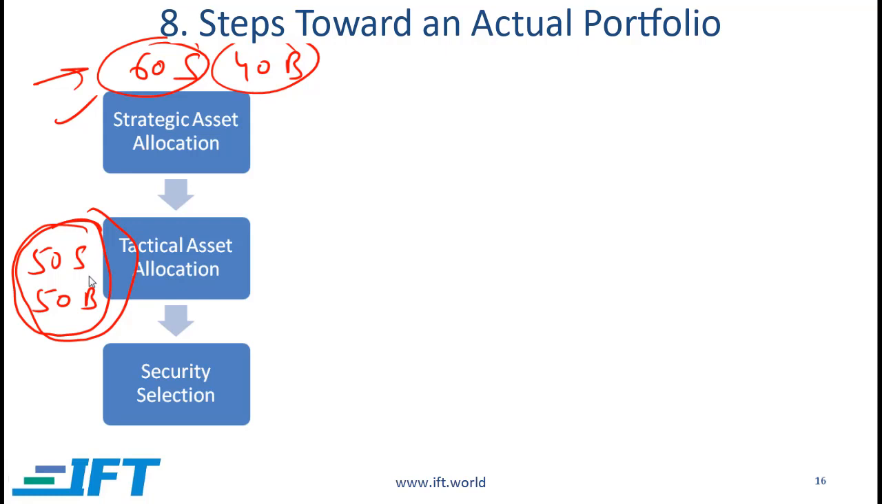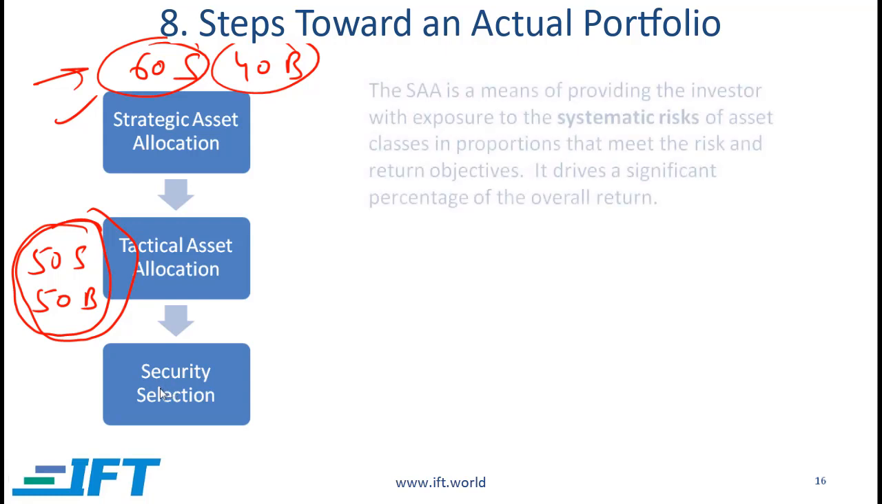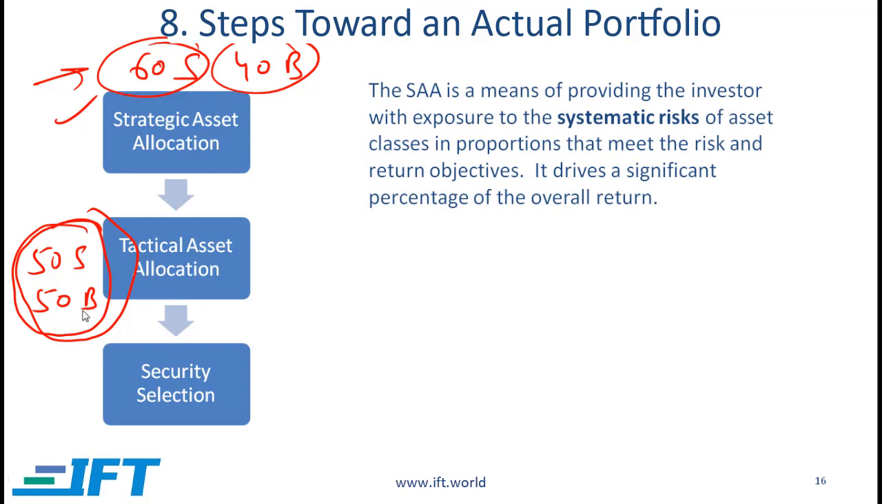The specific selection of stocks and bonds is called security selection, but that is not emphasized in this reading. The most important step over here is strategic asset allocation. So let's get a little deeper into this step. The strategic asset allocation is a means of providing the investor with exposure to the systematic risks of asset classes in proportions that meet the risk and return objectives.